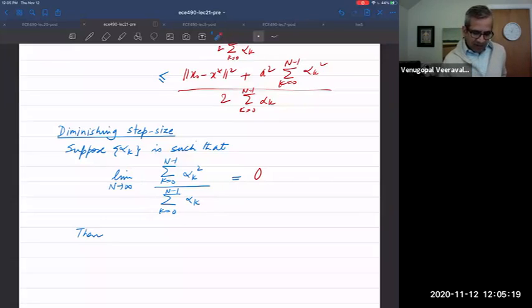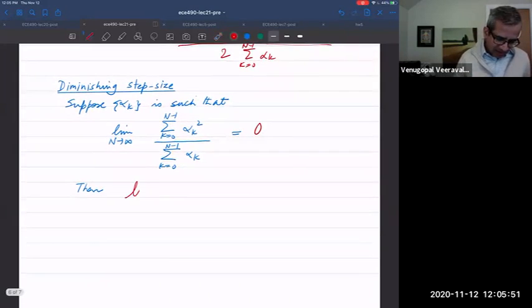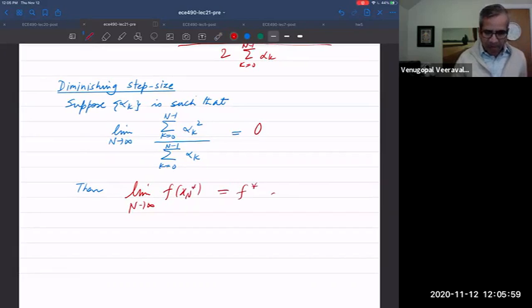So for something like this to hold, I need the sum of the alpha k's to diverge, right? And the sum of the alpha k squareds could diverge, but it has to go in such a manner that the ratio goes to 0. If that happens, then the limit as n goes to infinity of f of xn star will equal f star. No gap.